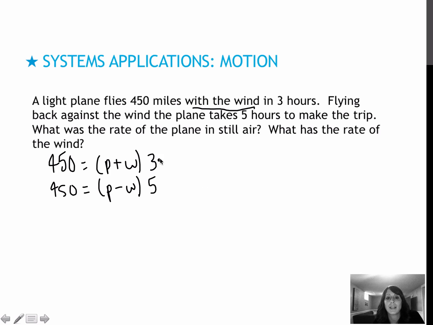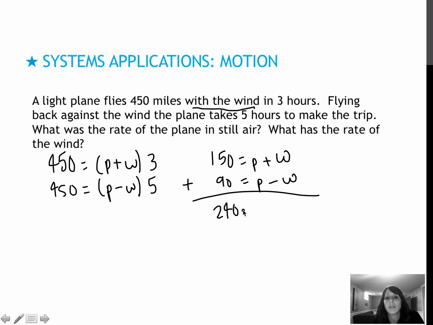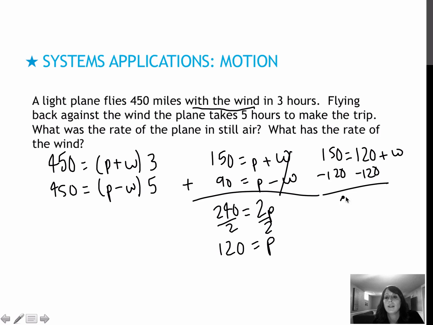Again, I would make this easy on myself by dividing this whole equation by 3, which gives me 150 equals P plus W, and dividing this whole equation by 5, which gives me 90 equals P minus W. When I add these together, I get 240 equals 2P, with W's eliminating. Dividing by 2, I find that 120 equals P, so the plane is moving 120 miles per hour. The speed of the wind can be found by replacing P with 120 and solving the resulting equation to get 30 equals W. So the speed of the plane is 120 miles per hour and the speed of the wind is 30 miles per hour.